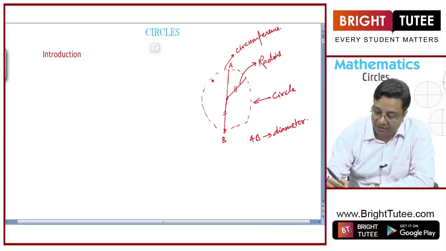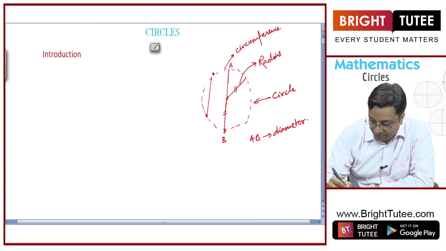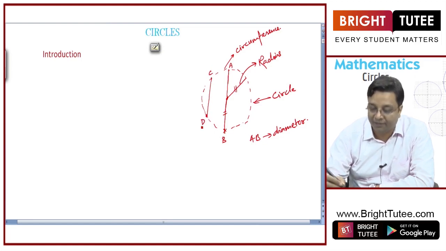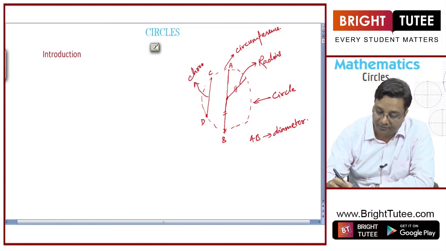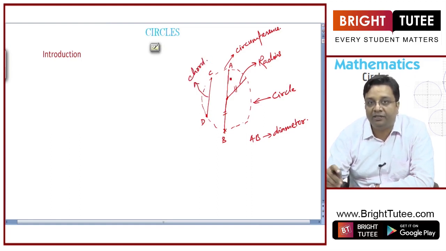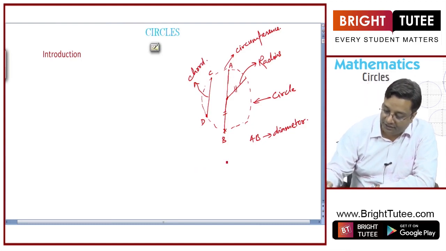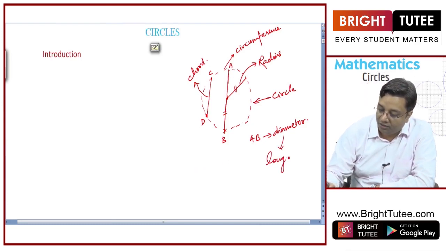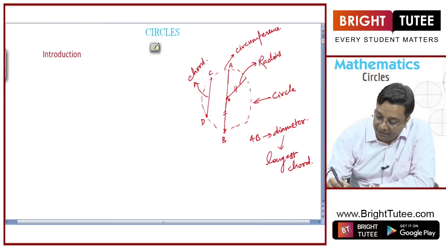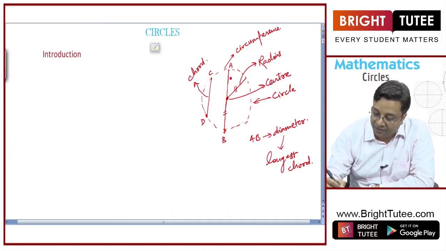right? What is a chord? If I let us say make these points join, let us name these as CD, this is a chord, right? For that matter, if I take any 2 points on the circle and join them, it will be a chord, and the diameter is the longest chord. Diameter is the longest chord, right? As you can see, and this fixed point here, it is center of the circle. So diameter passes through the center, it is the longest chord.